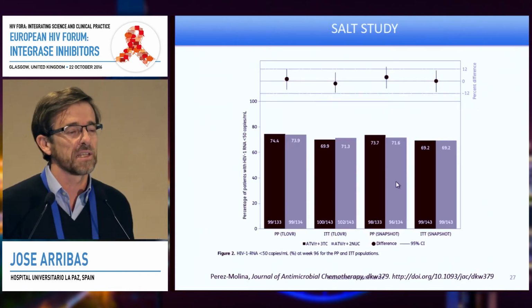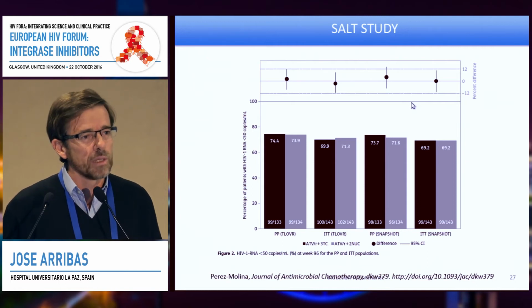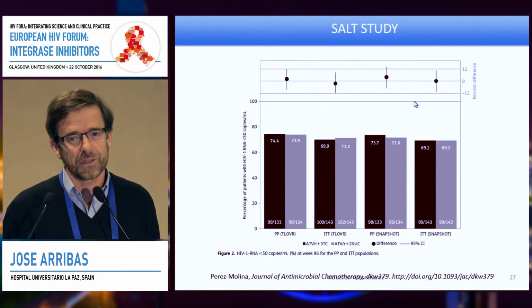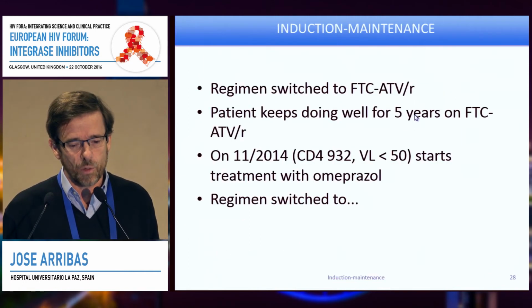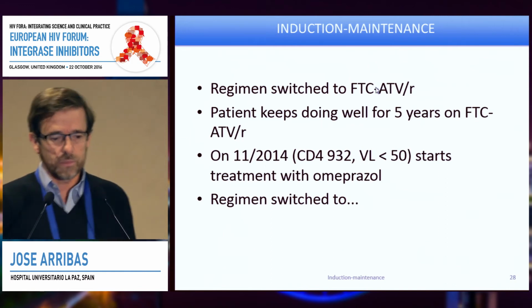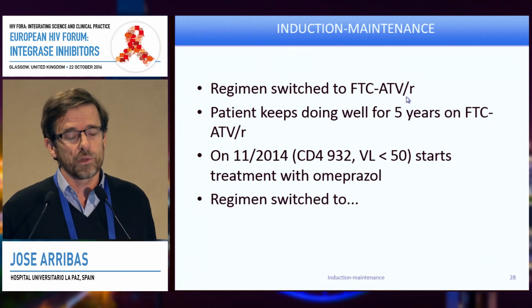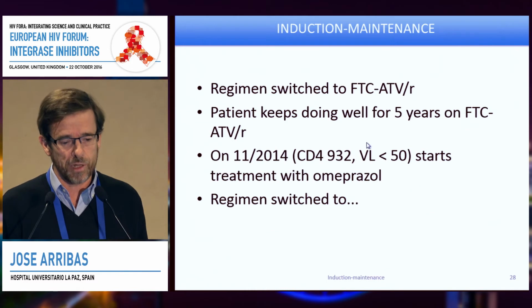And you've seen the 96-week results have been recently presented. The take-home message is that in this type of population, which I recognize is not the same as my patient, because he might have some resistance to 3TC, this combination did very well. So the patient stays on FTC, atazanavir, ritonavir. The patient keeps doing well for 5 years on FTC, atazanavir, ritonavir.